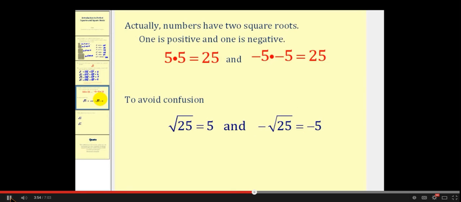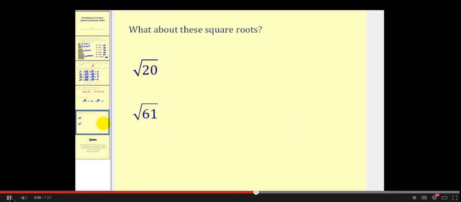Now let's go ahead and take a look at two more square roots. If we take a look at the square root of 20, there isn't a whole number times itself that would give us 20. So square roots only simplify nicely when this number under here, called the radicand, is a perfect square. The closest perfect square that is less than 20 would be 16. And the closest perfect square that is greater than 20 would be 25.